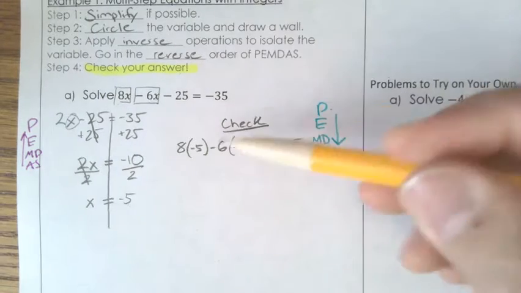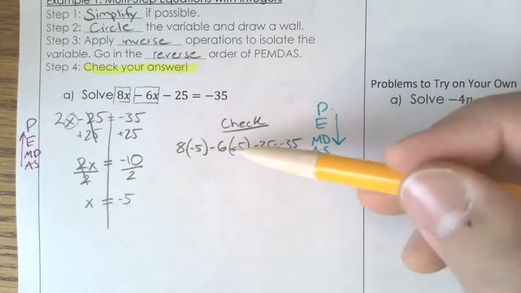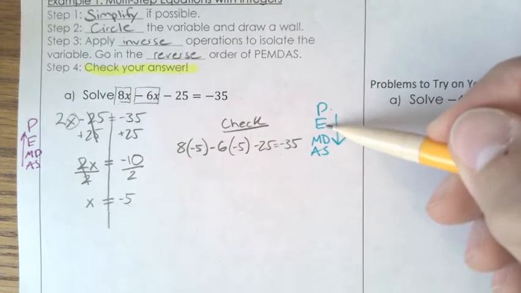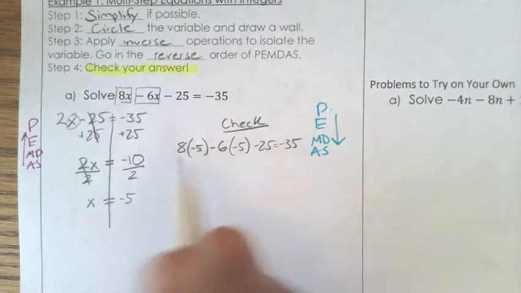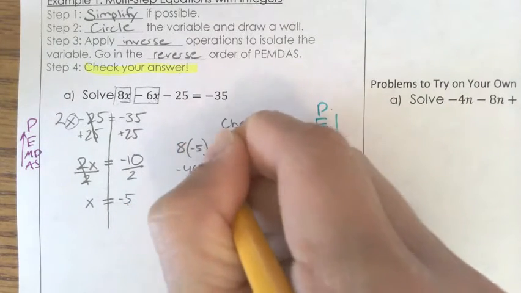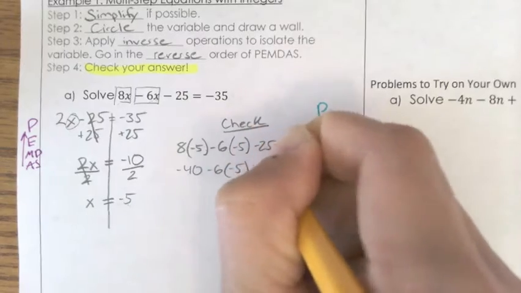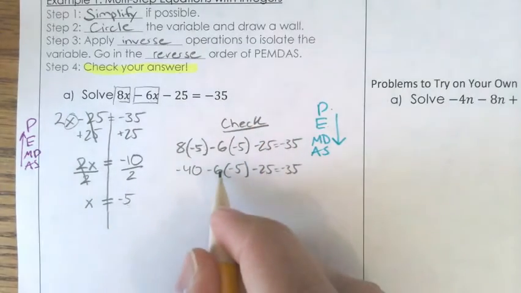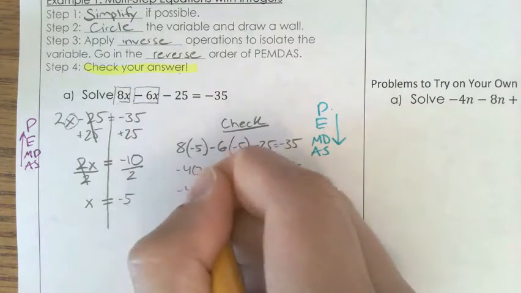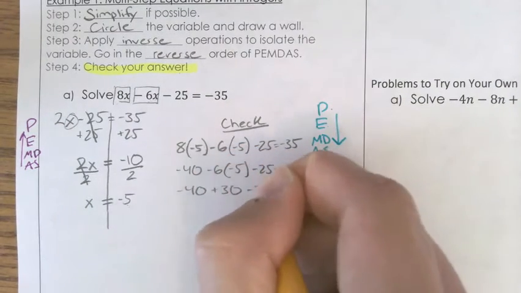Well, parentheses first. I can't simplify what's inside the parentheses anymore. It's just a number. There's no exponents. There is some multiplication, though. 8 multiplied by negative 5 would give me negative 40. I also have multiplication here. Negative 6 multiplied by negative 5, that would give me positive 30.